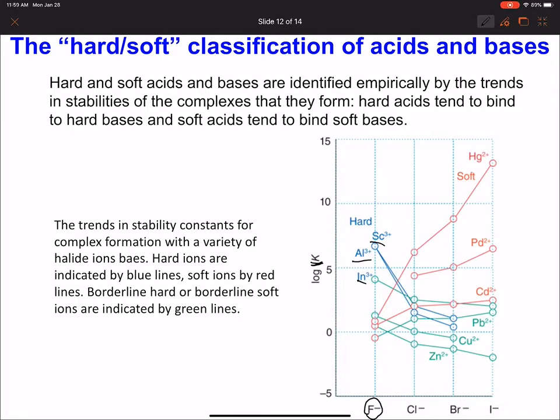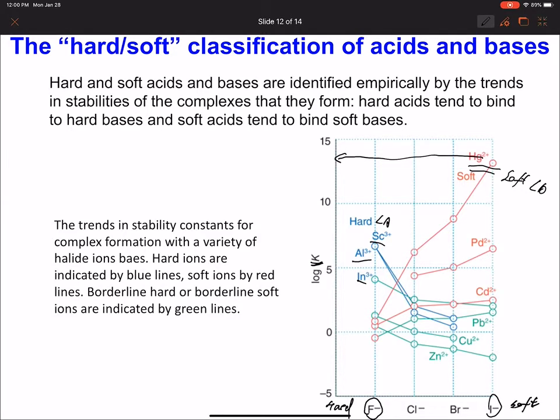On the other side, we have soft Lewis acids. Here is the hard Lewis acid side, and on this side is soft. The soft Lewis acids, mercury ion, palladium ion, and cadmium, are soft. They can form strong bonding with soft halides, iodide. So you can see the formation constant is large.